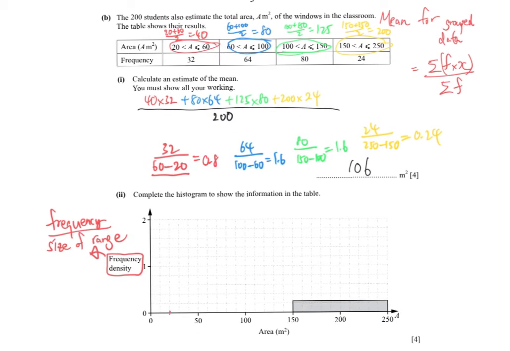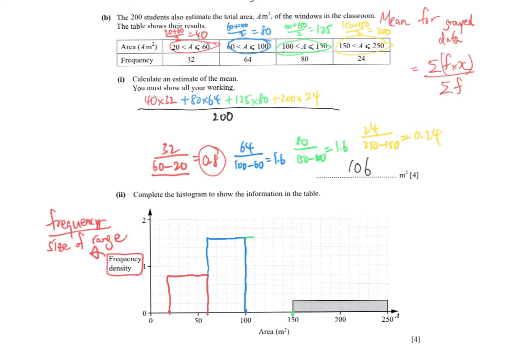So 20 should be something here, and then 60 we should end here, and the height is 0.8, so it should be something like this, using the ruler. And then for the blue one, it should be from 60 to 100, so it ends here. It is 1.6, so it's 1.2, 1.4, 1.6 like this. And then for the green one, it should be from 100 to 150.